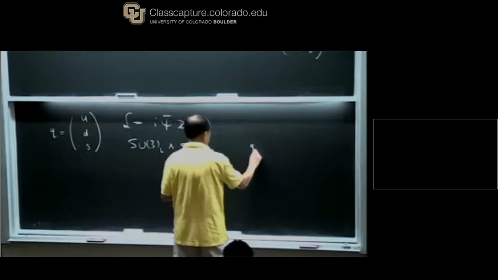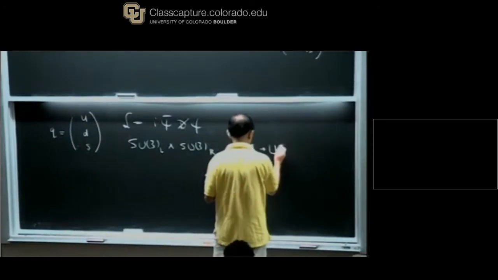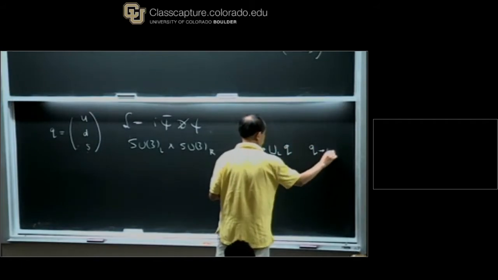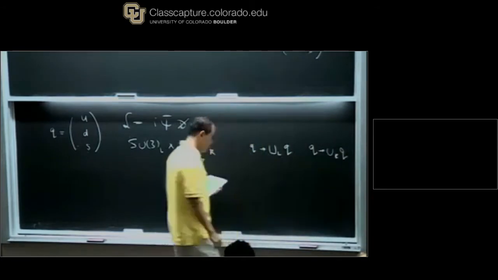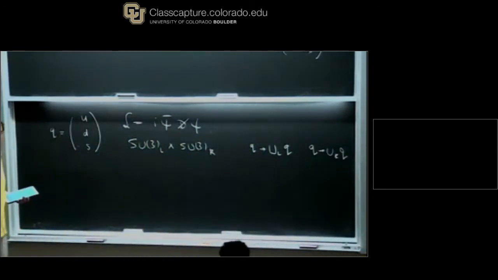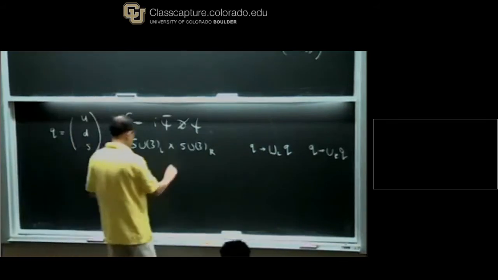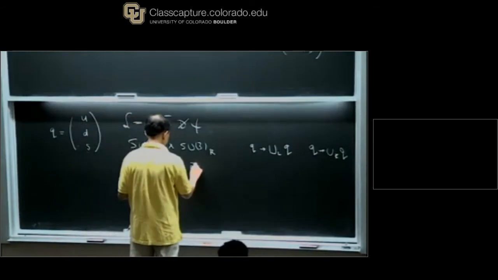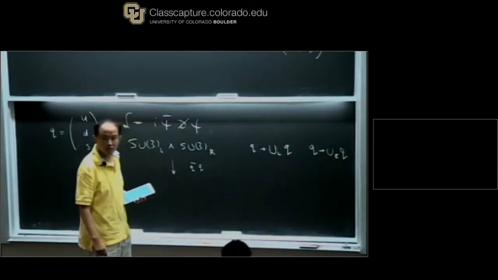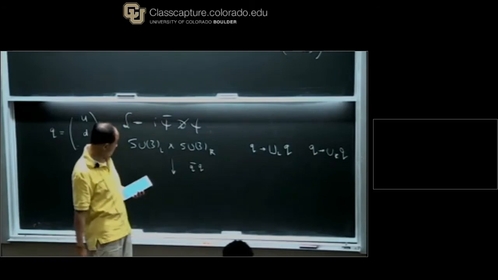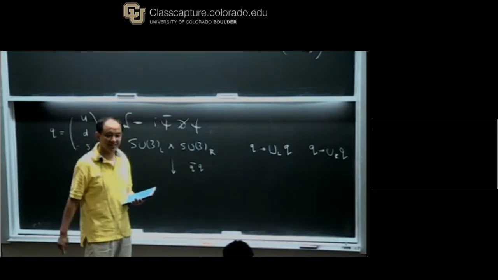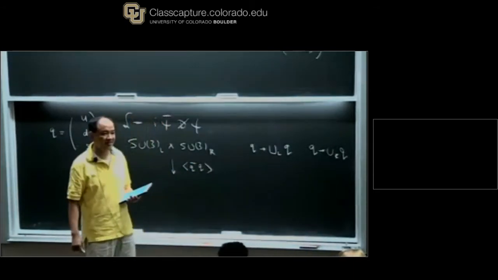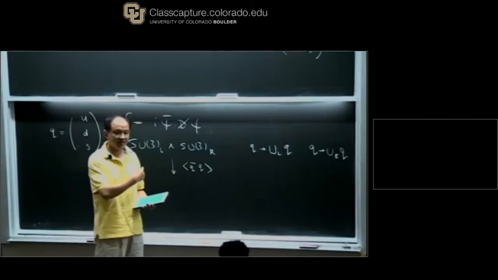Under which Q goes to ULQ under the left rotation, and Q goes to URQ under the right rotation. Okay? And then you guess that this QQ bar is a good Lorentz invariant operator, and looks like this is something that should get a VEV. Okay, and I think this is called a vector-like confinement.